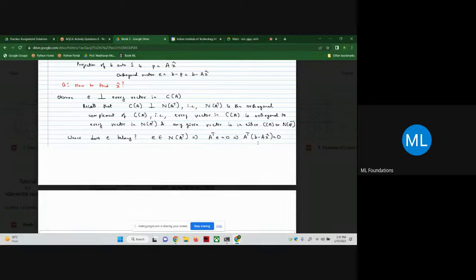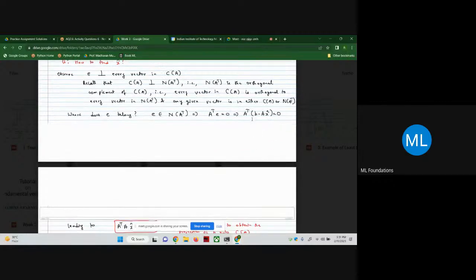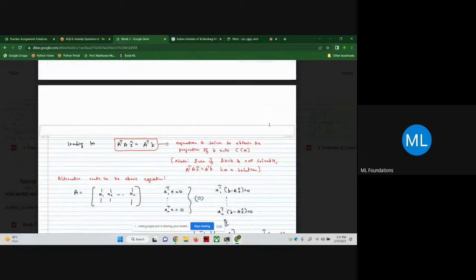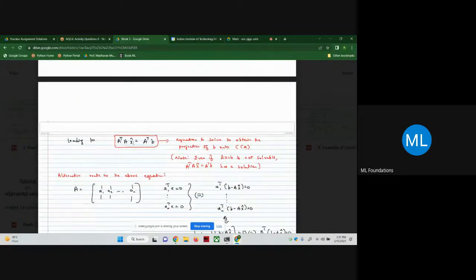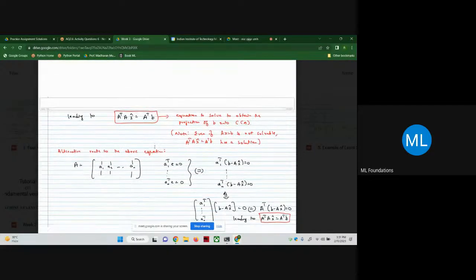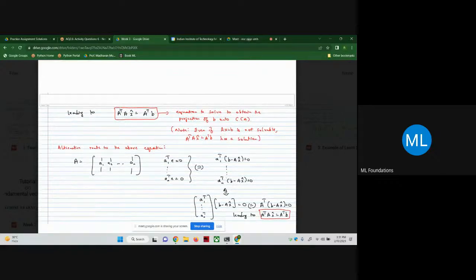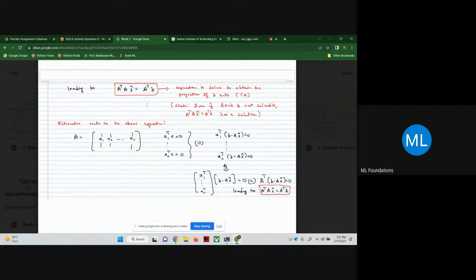If you rewrite that, we know that this E is equal to B minus AX. Then what you'll get is A transpose multiplied by B minus AX will be 0, or in other words, A transpose A X cap will be A transpose B. So the solution for this will give you the projection of B onto A.